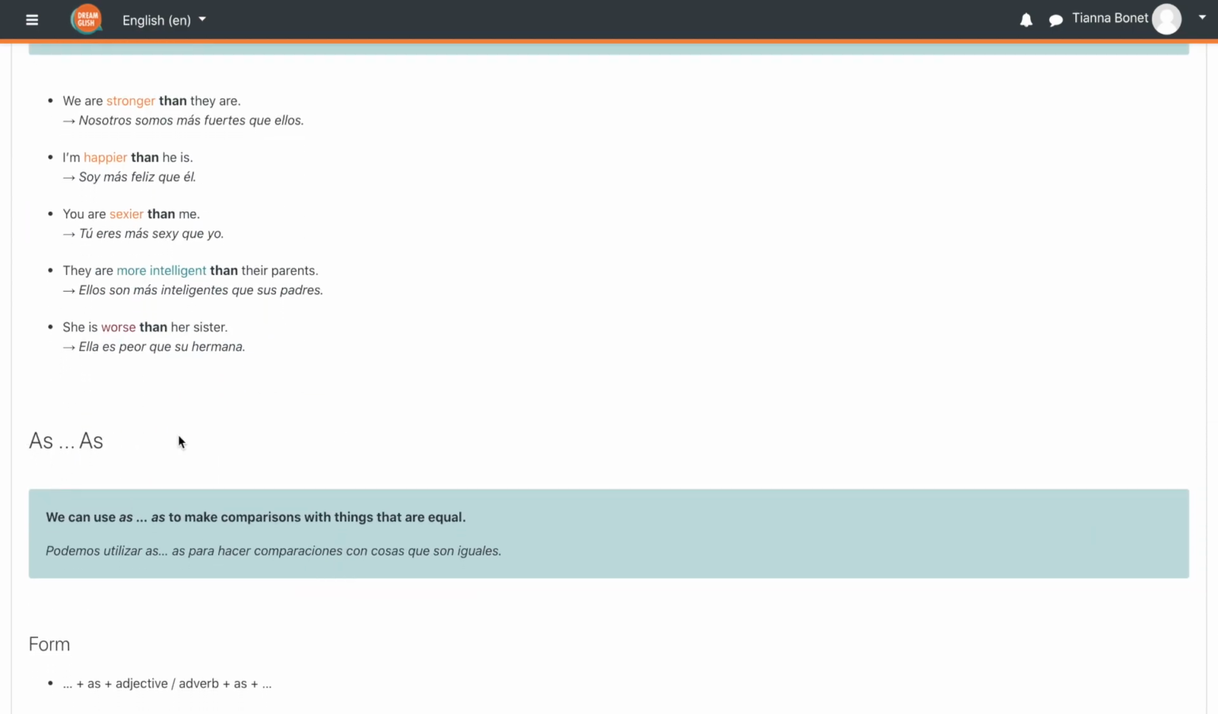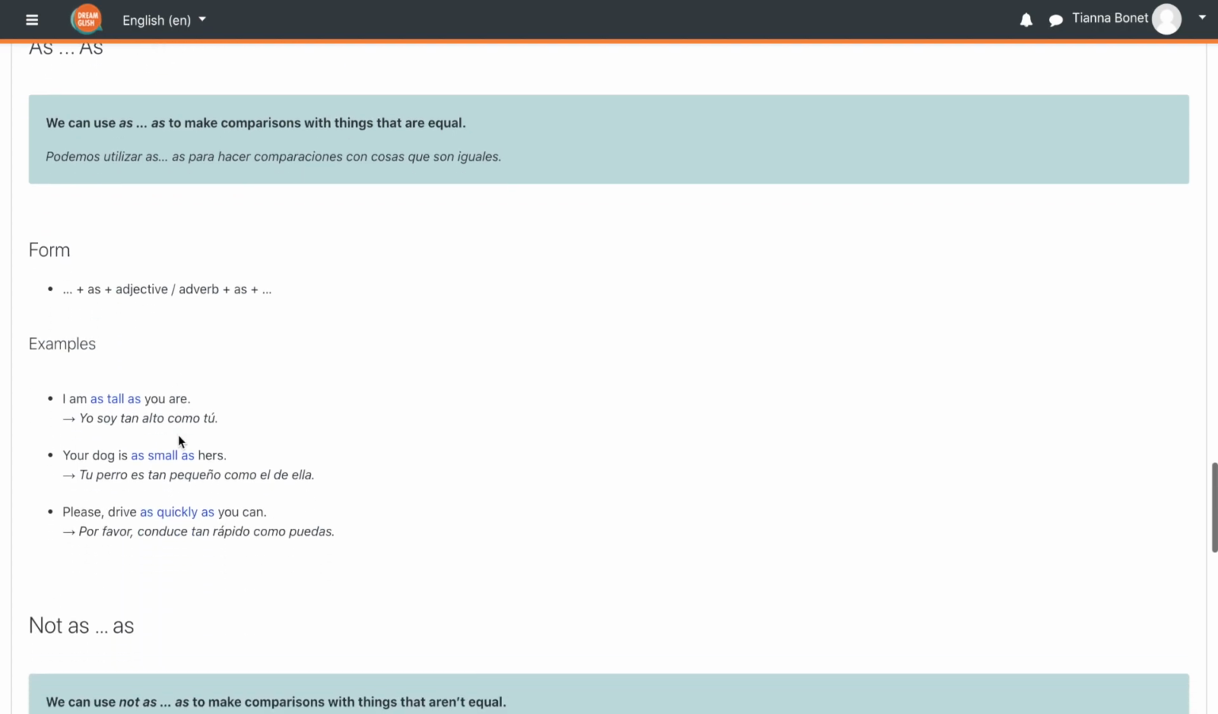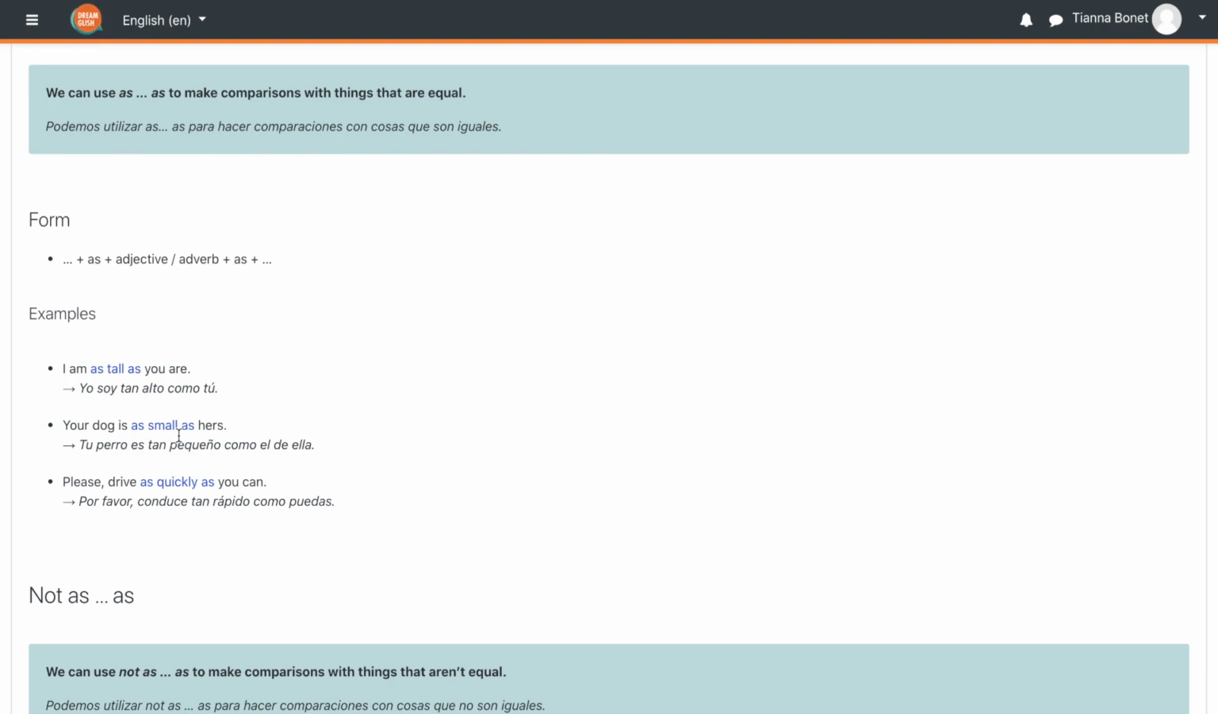As. We can use as and as to make comparisons with things that are equal. How do we build the sentence? You have your sentence followed by as plus adjective or adverb plus as, and then you finish your sentence. For example, I am as tall as you are. Your dog is as small as hers. Please drive as quickly as you can.